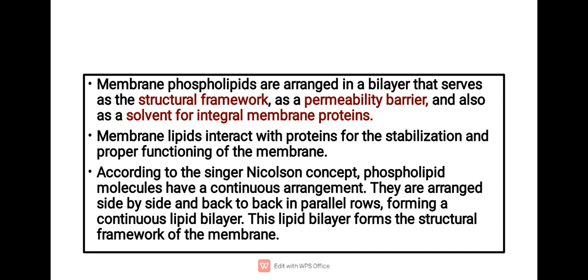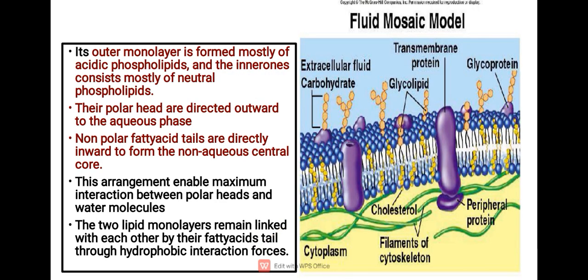They are arranged side by side and back to back in parallel rows, forming a continuous lipid bilayer. This lipid bilayer forms the structural framework of the membrane. The outer monolayer is formed mostly of acidic phospholipids, and the inner one consists of neutral phospholipids. Their polar heads are directed outward to the aqueous phase. Non-polar fatty acid tails are directed inward to form the non-aqueous central core. This arrangement enables maximum interaction between polar heads and water molecules.